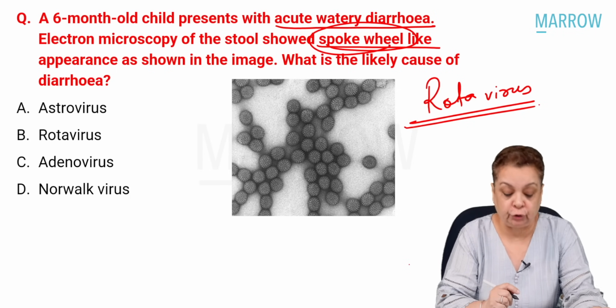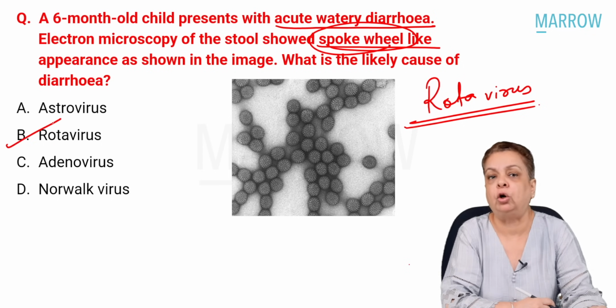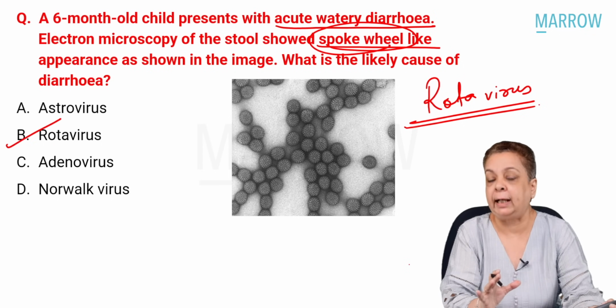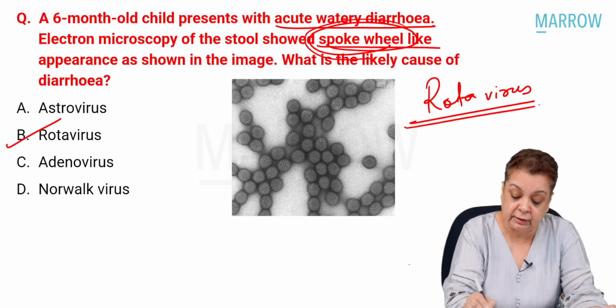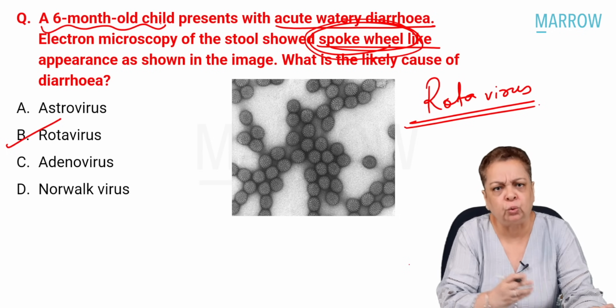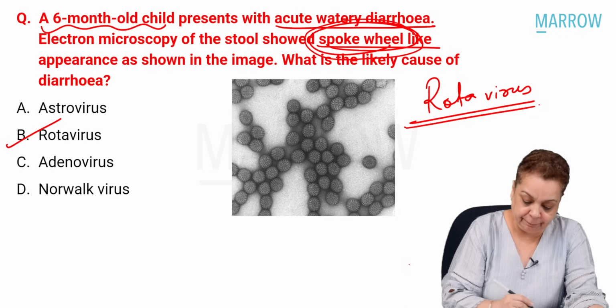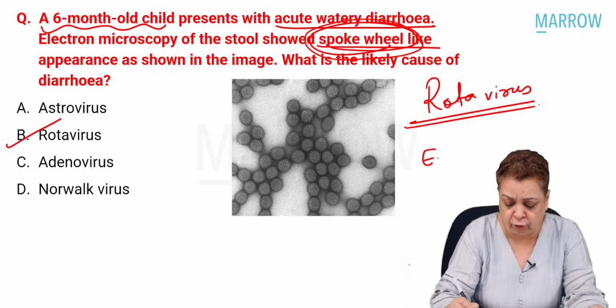What is the likely cause of diarrhea? Astrovirus, rotavirus, that's our answer, adeno and Norwalk. All of these viruses can cause diarrhea, but because this is mentioned spoke-wheel-like and the child is 6 months old, the most common cause of diarrhea in such children is rotavirus. Okay. So this is the electron microscopic image of rotavirus.